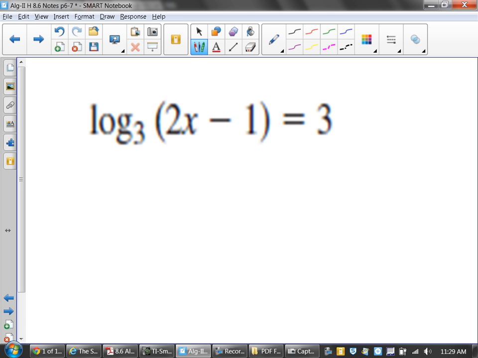Did you get x equals 4? Under both of those, and then you just solve that equation. Then you get x equals 5.